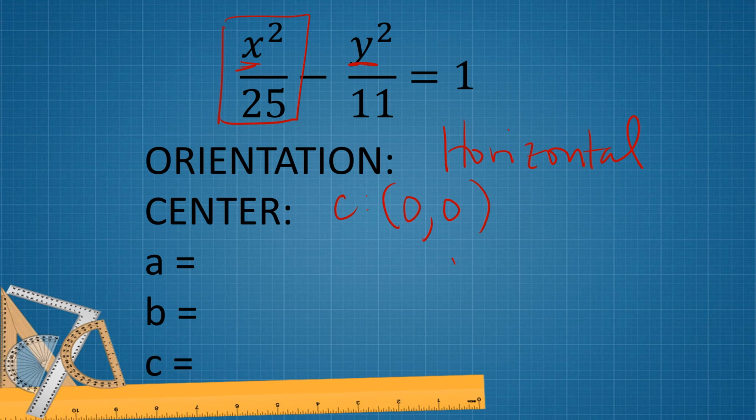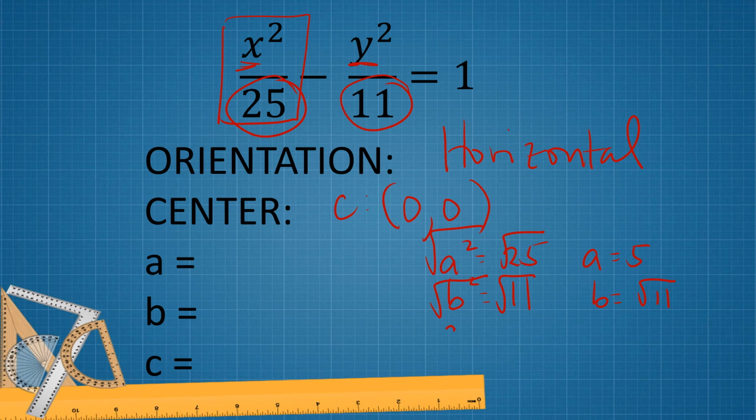So, we can have a squared, which is equal to 25. Why is it again 25? Because 25 is the denominator of the first term. And to find b squared, we have b squared is equal to 11. To get the value of a, we can get the square root of both sides. So a is equal to 5. To get the value of b, we need to get the square root of both sides. So b is equal to square root of 11.